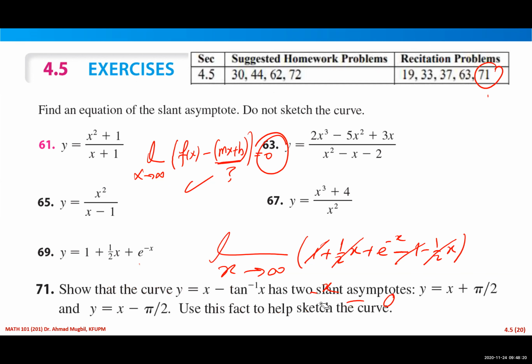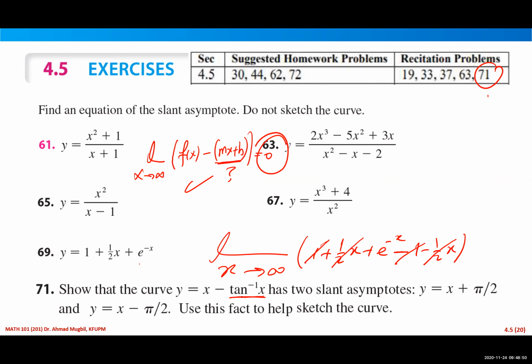Doctor, can we consider the slant asymptote as a linearization? As a linearization, you mean? No, the linearization is near a point. Be careful, it is near the tangency point. So the linearization is valid there only, not when x goes to infinity or negative infinity. It is near a specific point, near 1, near 2, near the tangency point.